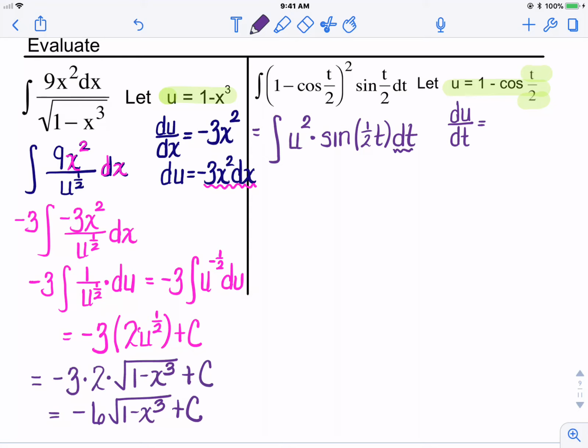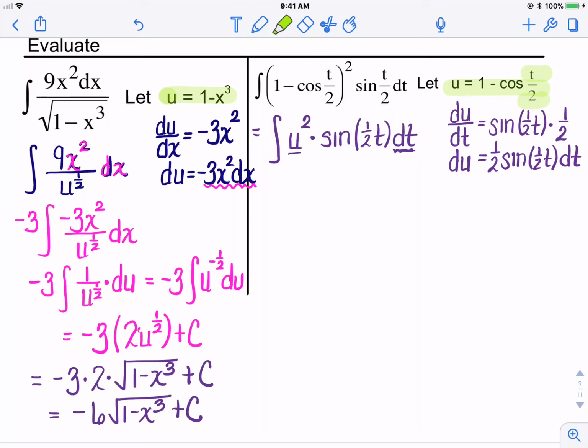So my du dt in here would be 0, and then negative cosine's derivative is going to be sine of 1/2 t with a little chain rule times a 1/2, so 1/2 sine of 1/2 t. dt is what I need in order to get a du into that integral. And I can't have dt's in here. If I'm going to integrate in terms of u, I need du's.